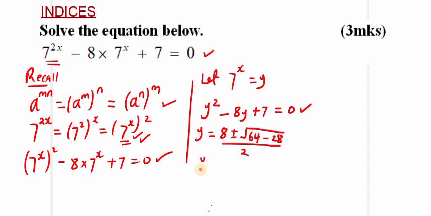Well, we're going to have this simplifying as 8 plus or minus, so 64 minus 28, that is 36. Square root of 36 is 6. And we have that all over 2. So the first value of y we obtain as 8 plus 6, which is 14. 14 divided by 2, 7. The next value of y we obtain by subtraction. So 8 minus 6 is 2. 2 divided by 2, 1.